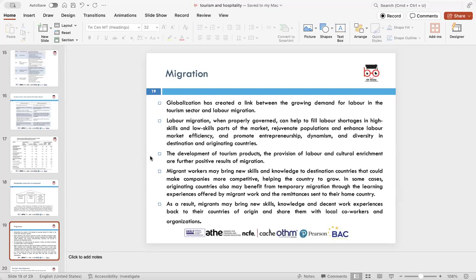Migrant workers often contribute valuable skills and knowledge that enrich destinations and countries, and make their businesses more competitive. Tourism also benefits from the cultural diversity and new perspectives that migrants bring, enhancing the attractiveness of destinations to visitors. Also, migrants gain skills and knowledge that they can share upon returning to their home countries, beneficial to local industries. Moreover, remittances sent back to origin countries from migrant workers can support local economies.